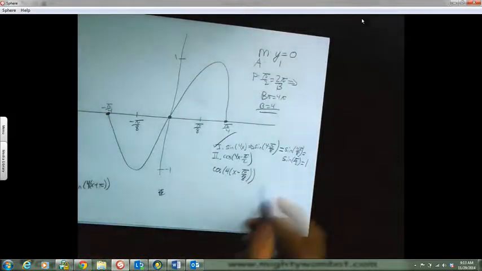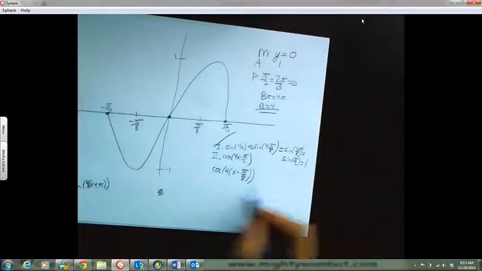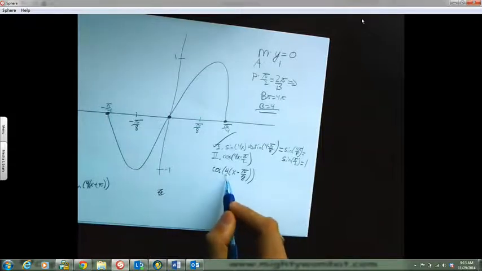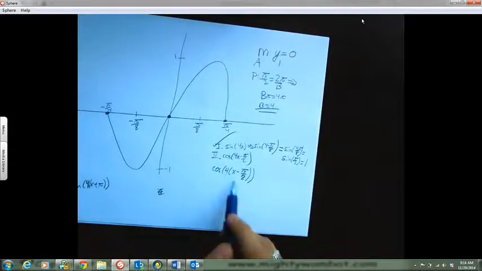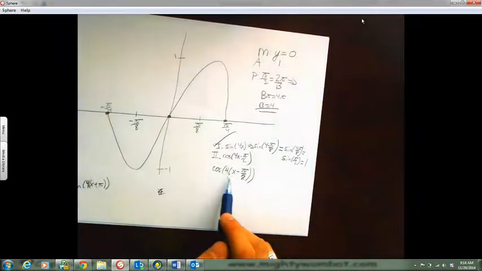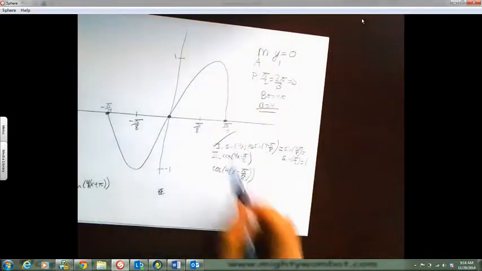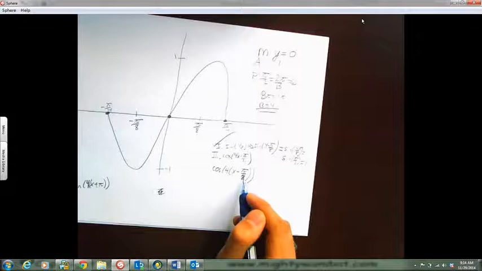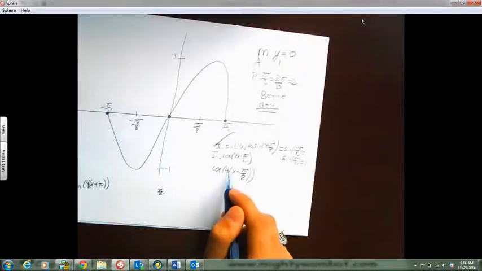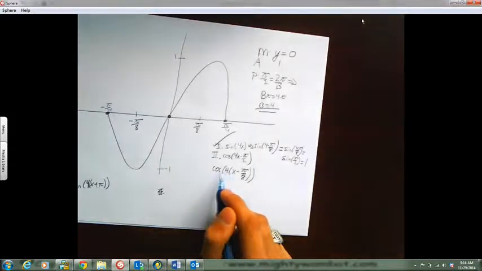This one has a midline of 0, that's good. Amplitude of 1, that's good. B value of 4, that's good. Let's plug in 0. 0 minus pi over 8 is negative pi over 8. Negative pi over 8 times 4 is negative pi over 2. The cosine of negative pi over 2 is absolutely 0. Let's plug in pi over 8. Pi over 8 minus pi over 8 is 0. 0 times 4 is 0. Cosine of 0 is 1, which is absolutely right.